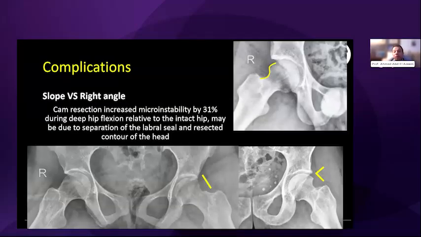Nowadays, we are speaking about a new concept, which is making a slope rather than a right angle. If you create a right angle, you're actually creating a micro instability, and this was achieved in 30% of the patients who did CAM in this study. During deep hip flexion, while doing a right angle resection, you are separating the labrum and losing the proper labral seal in deep flexion, creating a micro instability. So now it's preferable to do it as a slope rather than a right angle excision.